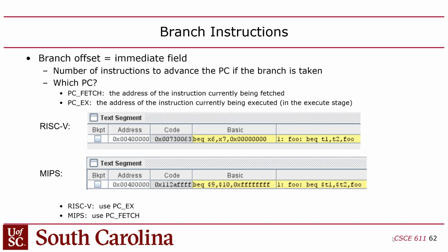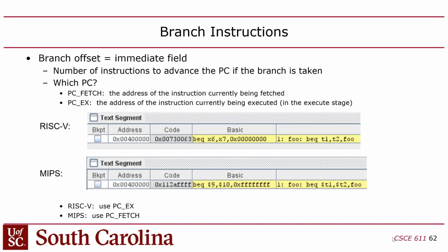So which was it? Well, I don't know. Who knows? The way you figure this out is you write an instruction that branches to itself, and you check to see how it was assembled. It's always unclear when you read the instruction set architecture which PC they are talking about. So this screenshot is from RARS, and this one's from MARS. I wrote the same instruction, branch if equal t1, t2 to foo, and foo is a label on the same branch instruction.